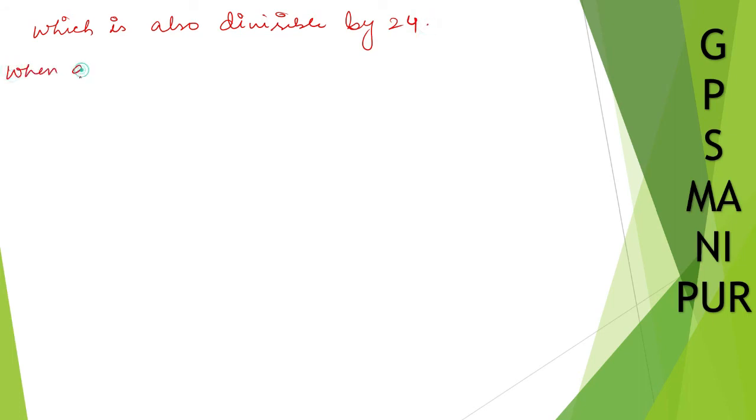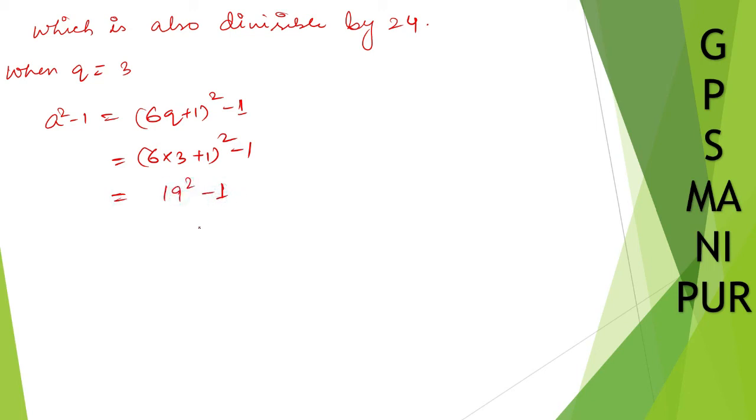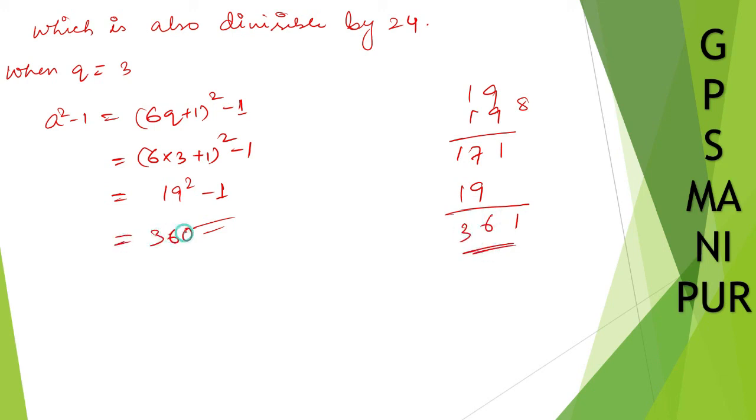When Q is equal to 3, then a² - 1 will be (6Q + 1)² - 1. Q will be 3. 6 × 3 + 1, whole square minus 1. 6 × 3 is 18. 18 plus 1, 19 whole square minus 1. Calculate this one and find it out. So 19 × 19, how much will it be? 19 squared is 361. 361 minus 1 will be 360.